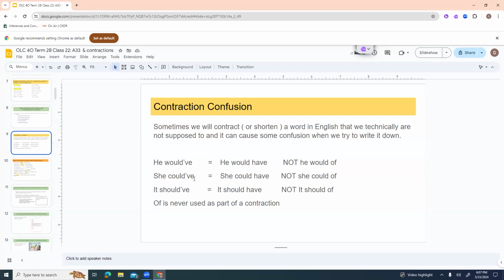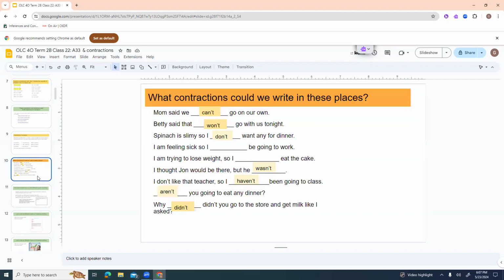She could have, right? Could have, not she could of. It sounds like of, but it's not. It should have, not it should of. As far as I know, there's no contraction that uses of. I might be proved wrong, but I can't think of one right at the moment.